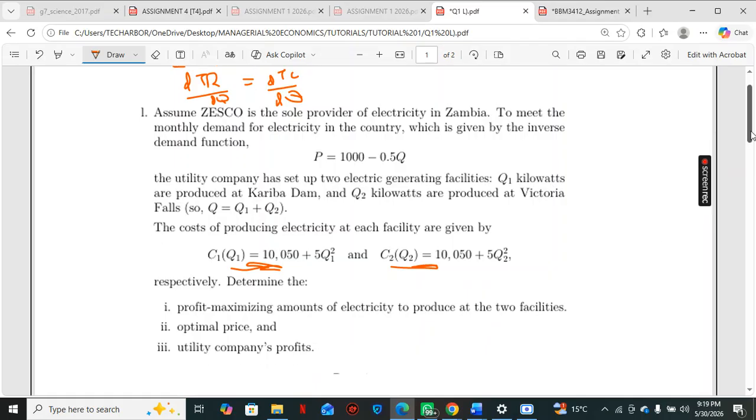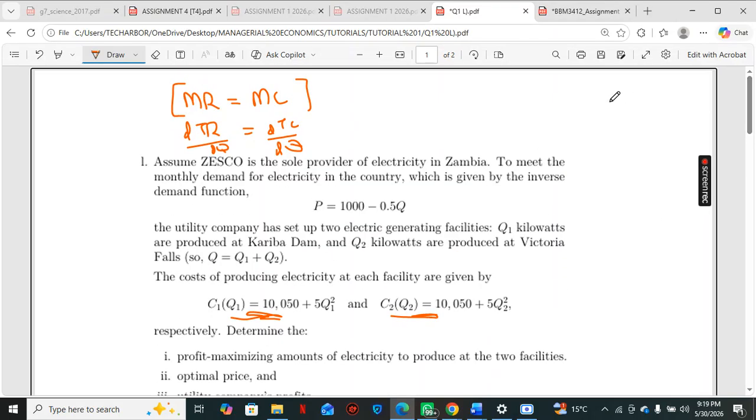Okay. So when you're dealing with questions of profit maximization, it occurs where marginal revenue equals marginal cost. Marginal revenue is the additional revenue that you get when you sell one more unit. Marginal cost is the additional cost that you incur when you produce one more unit.